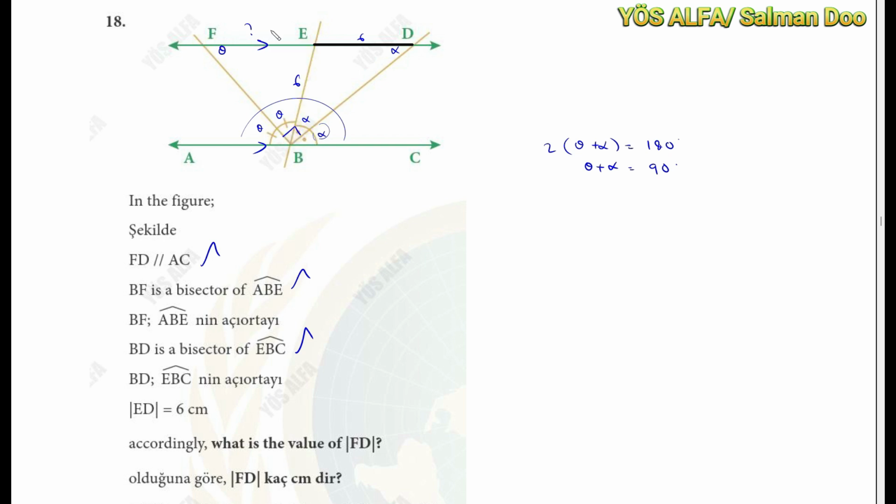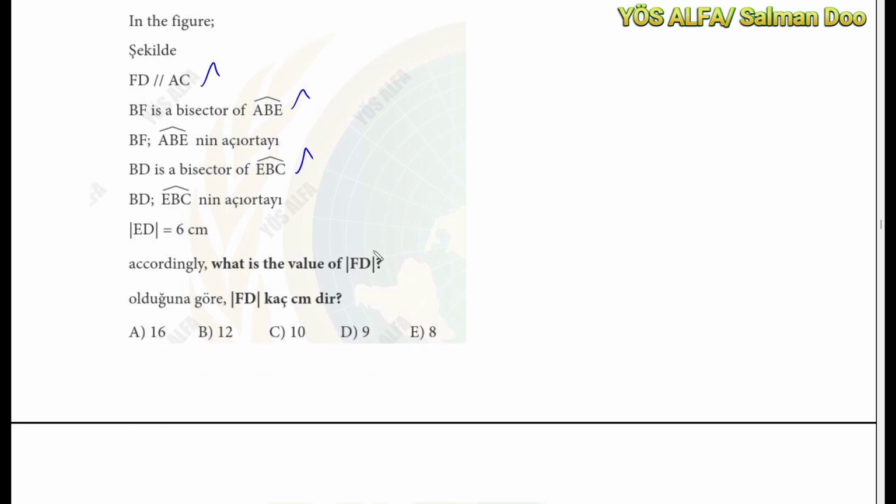So FE is going to be 6. We're asked to find FD. So the answer is going to be 6 plus 6, which is 12. So the answer is B.